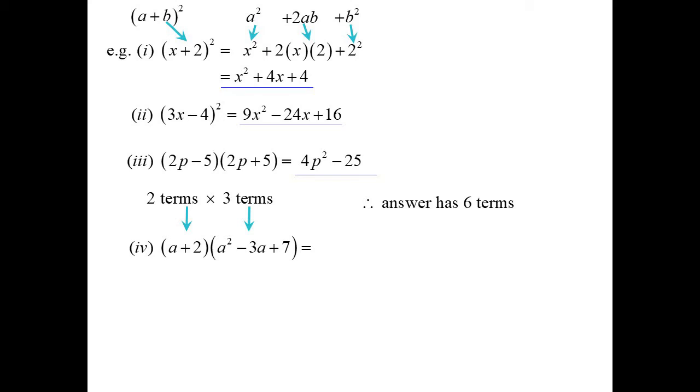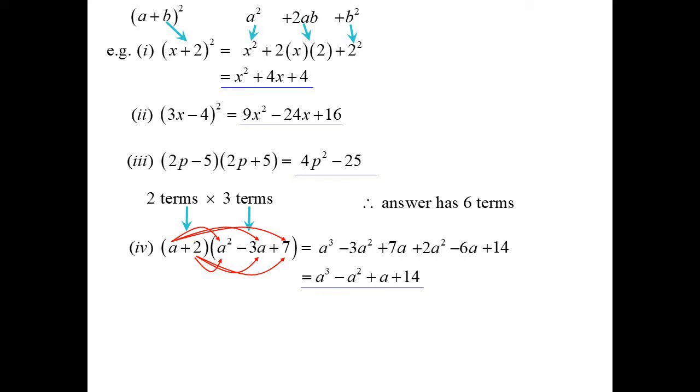So let's do it. Here we go. I'm going to do a times that. And now 2 times. I've just drawn the lines in there. I know I've got everything covered. Then we see, does anything tidy up? Yes, it does. And there we go. We end up with a cubed minus a squared plus a plus 14.